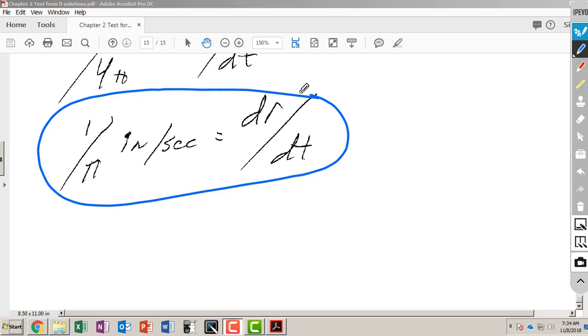Now, of course, if you want, you can go ahead and divide that out. That's perfectly fine. But I'll just go ahead and leave it as 1 over pi inches per second. And that is the answer to number 15.